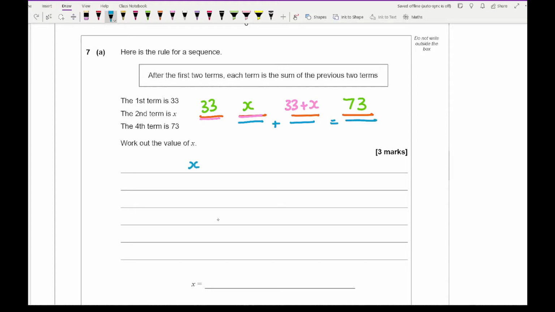So what I've got is x plus 33 plus x equals 73. So that becomes 2x plus 33 equals 73. So 2x equals 40, and so x equals 20.